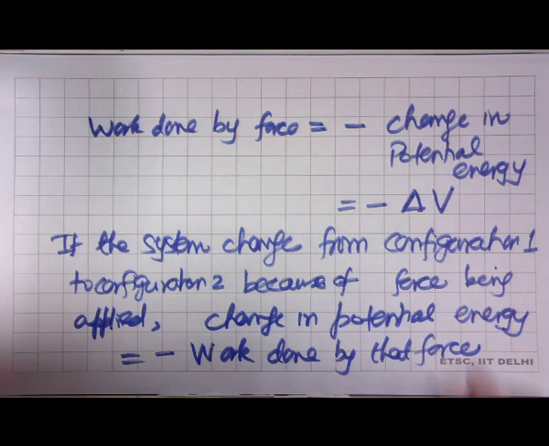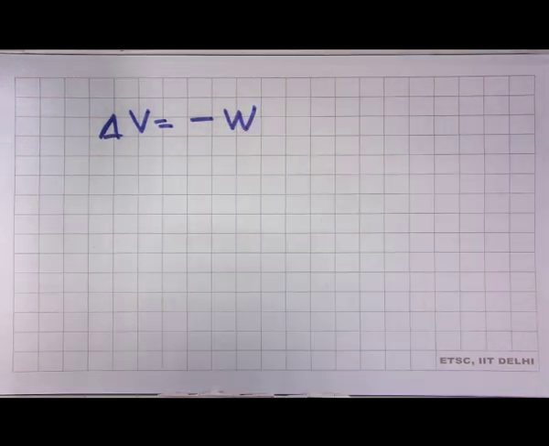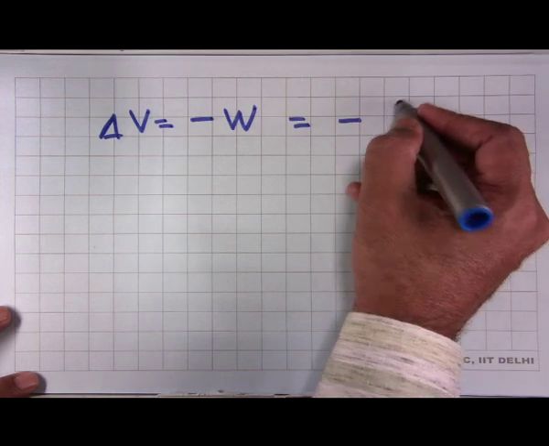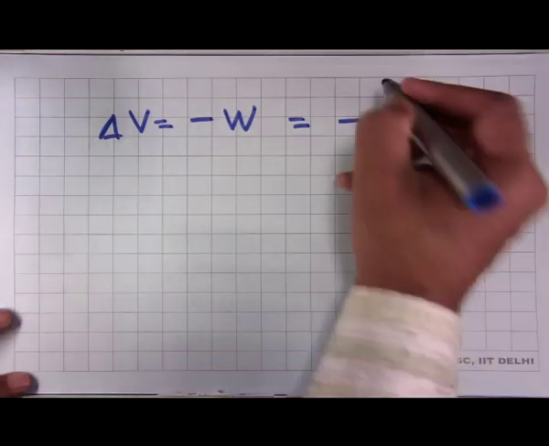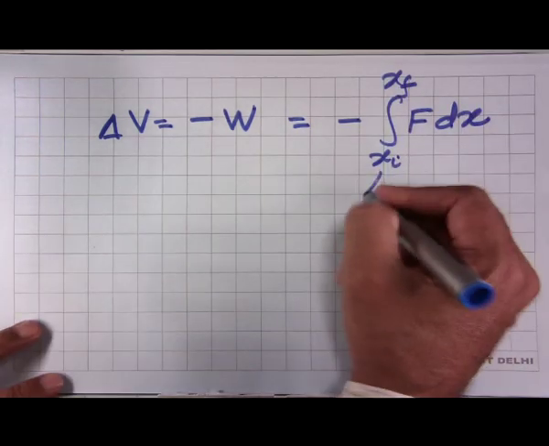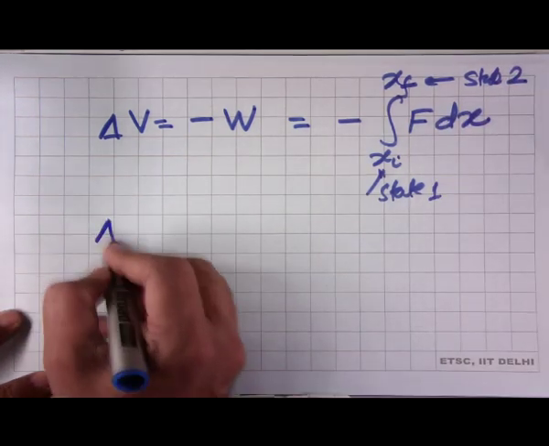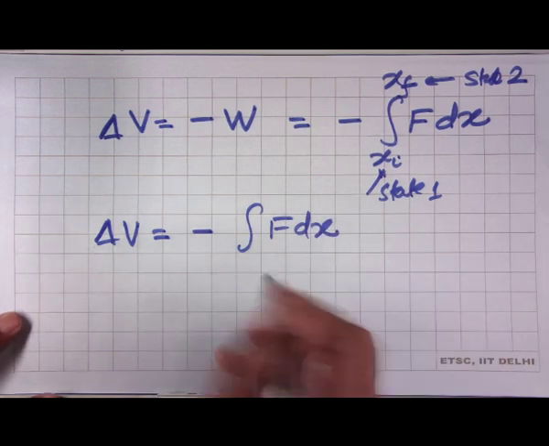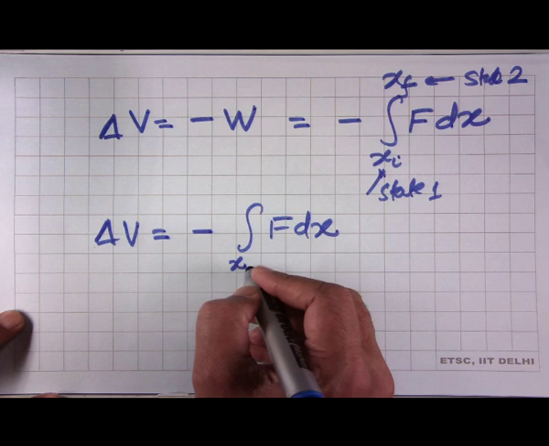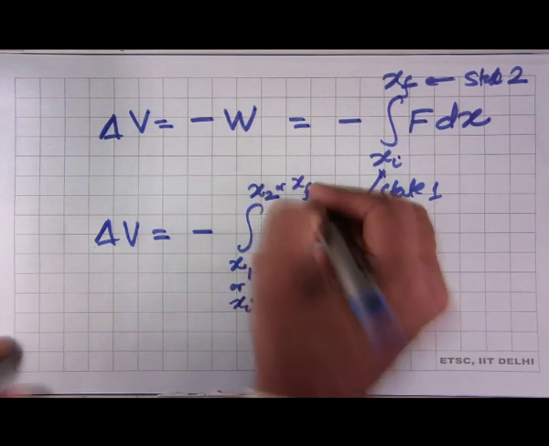So, first let us see if we write the expression for potential energy. V is equal to change in potential energy is equal to minus the work done by that force. So, that will become equal to minus the integral of f dx, where f is the force and this integral will go from xi to xf. xi is state 1, xf is state 2. So, change in potential energy will be given by minus the integral of f dx, from state x1 to state x2 or xi to state xf.